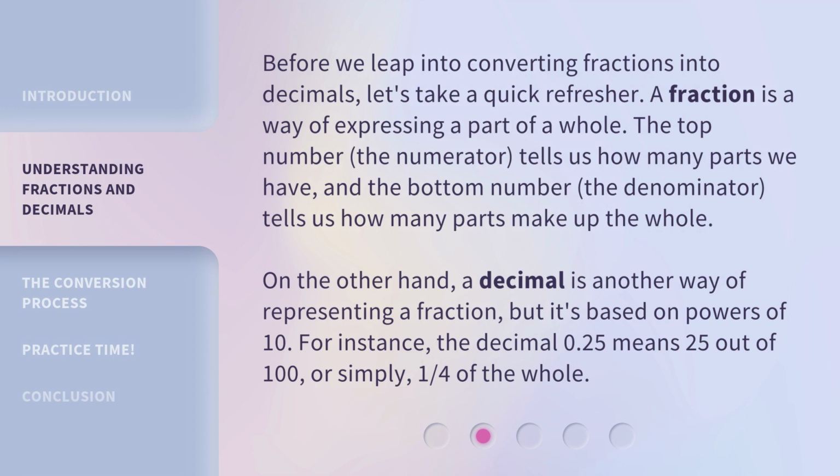Before we leap into converting fractions into decimals, let's take a quick refresher. A fraction is a way of expressing a part of a whole. The top number, the numerator, tells us how many parts we have, and the bottom number, the denominator, tells us how many parts make up the whole. On the other hand, a decimal is another way of representing a fraction, but it's based on powers of 10. For instance, the decimal 0.25 means 25 out of 100, or simply, 1/4 of the whole.